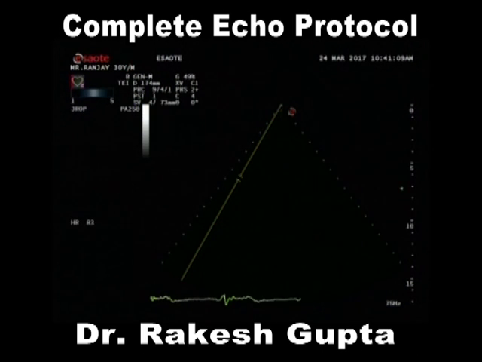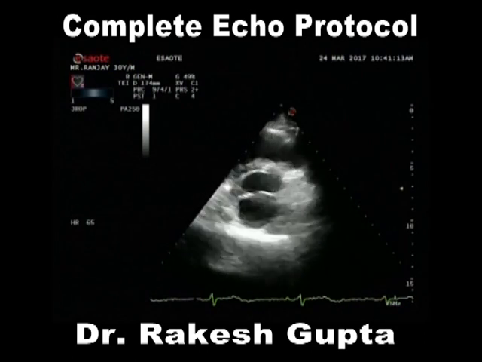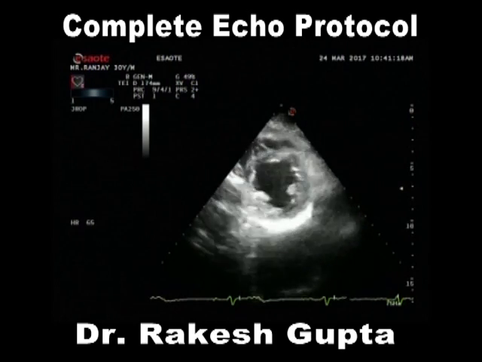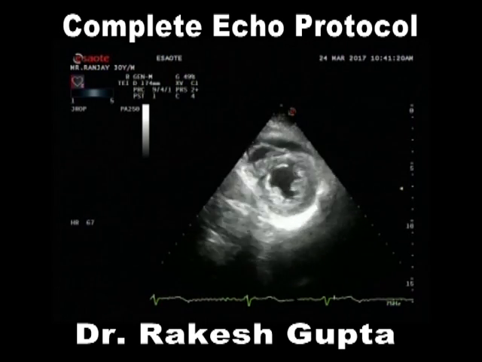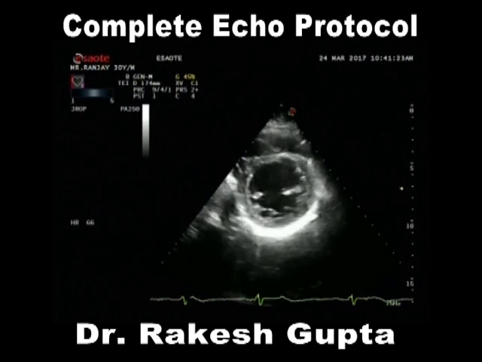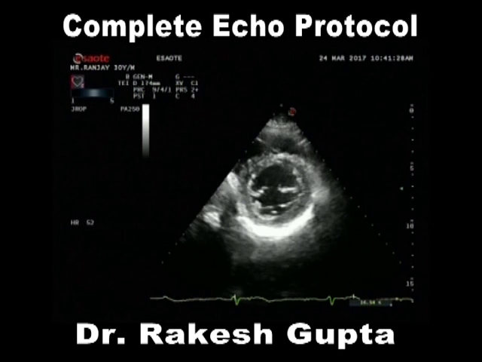Third point, in the same long axis view, the most important thing is to look at what? The mitral valve area. And this we have been emphasizing over a period of time: we go to the papillary muscle and come back towards the mitral valve, and wherever we see the complete mitral valve, this is where we are at the tip of the mitral valve leaflets. And at this point we measure the mitral valve area.